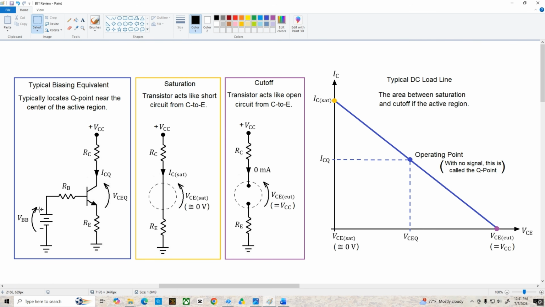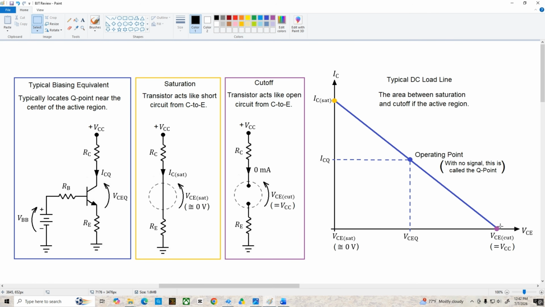If we were to remove bias altogether, not forward biasing our base-emitter junction, the transistor would be in cutoff, where it acts like an open circuit. We get no collector current and VCE is its maximum value. In this case, it would be equal to VCC, and that's shown here by this purple point on the DC load line.